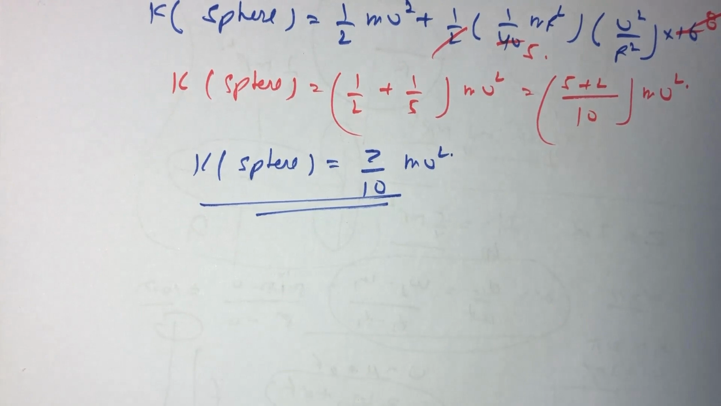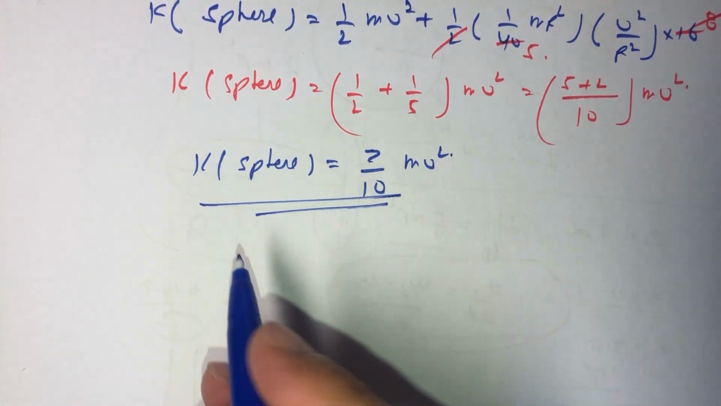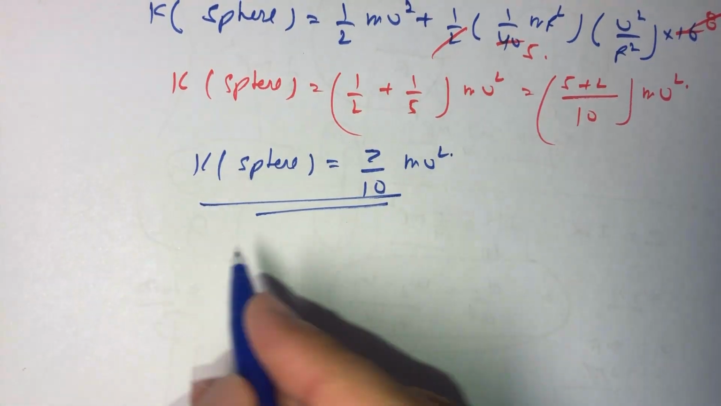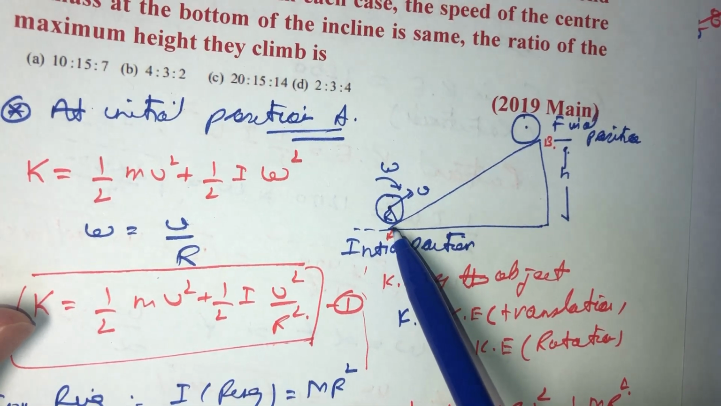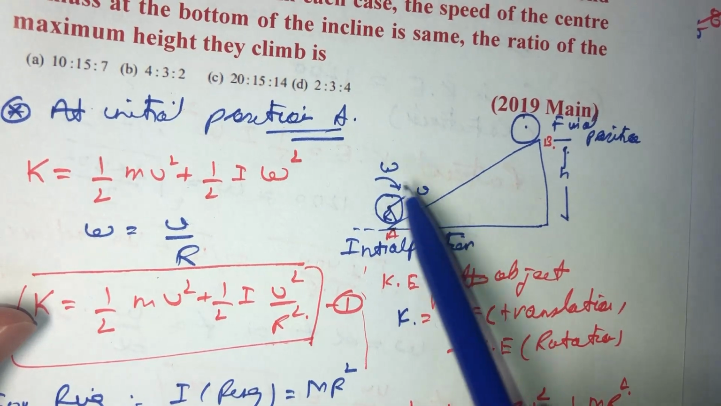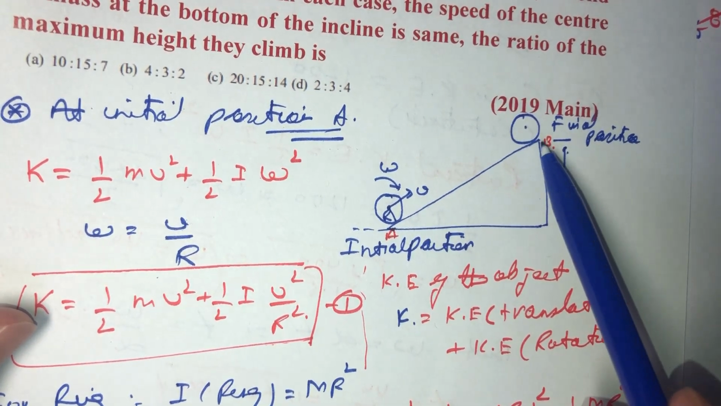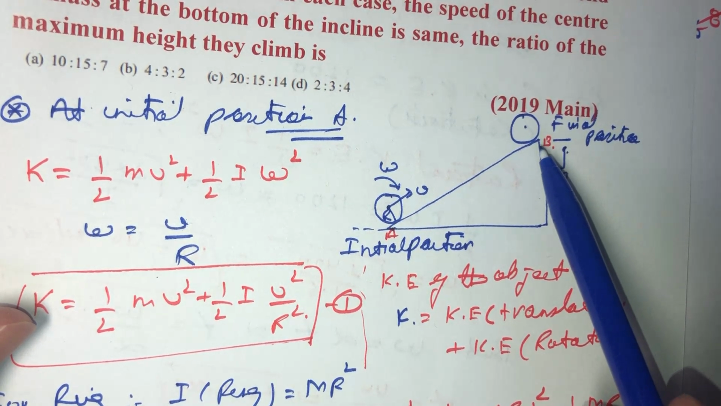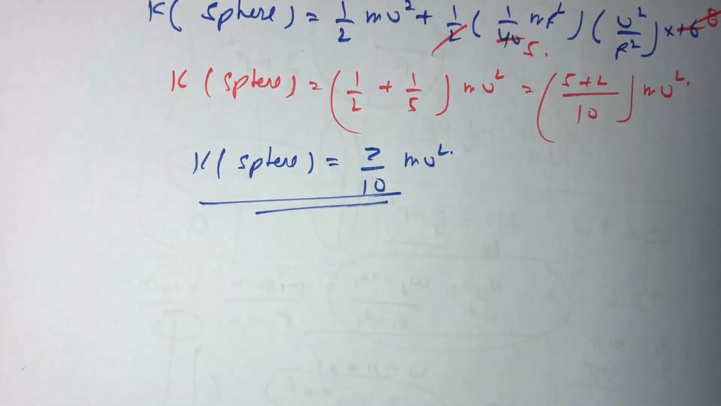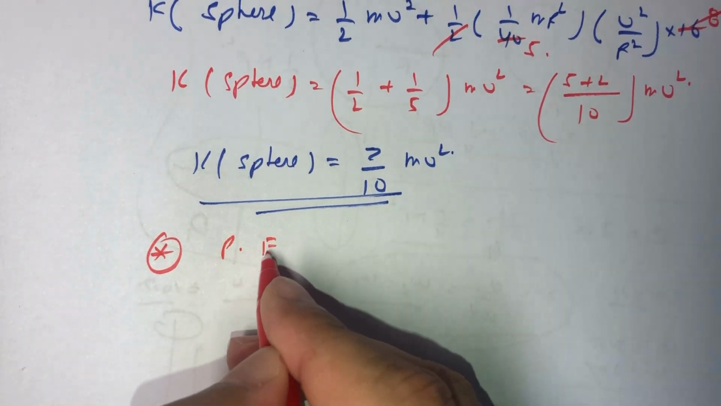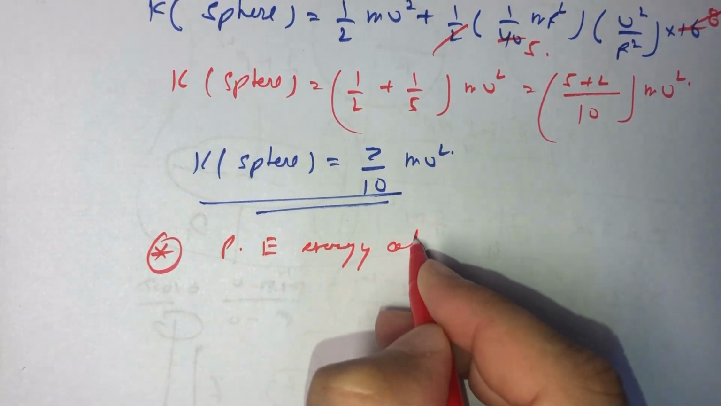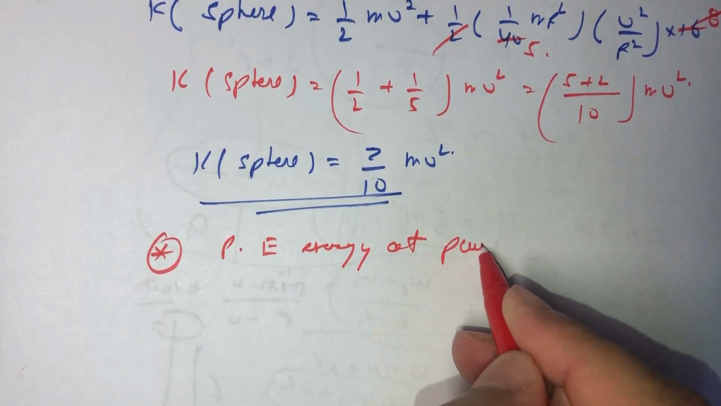Now we are going to find the potential energy, because at the initial position the value of the potential energy will be 0, only the kinetic energy will be present, and at the final position only the potential energy will be present, its kinetic energy will be equal to 0. Therefore now we are going to find that potential energy. So we can say potential energy at point B.